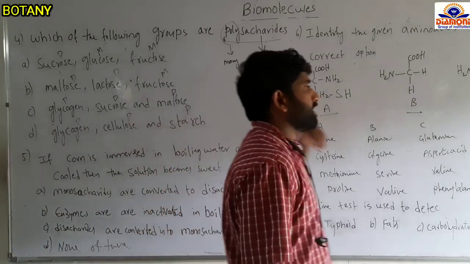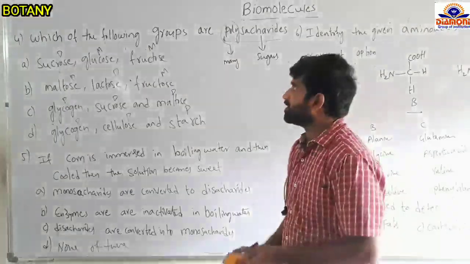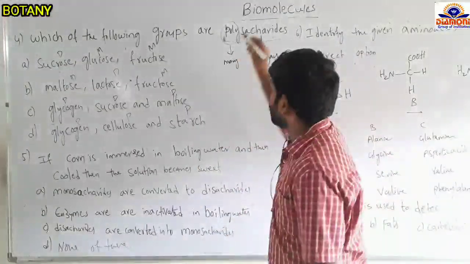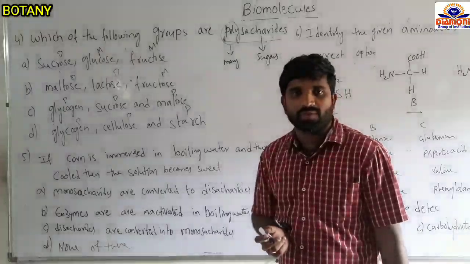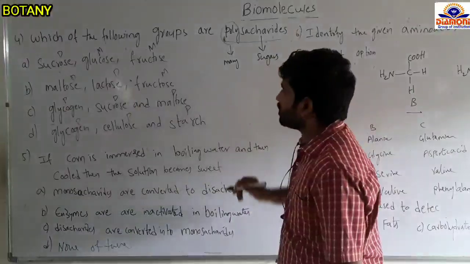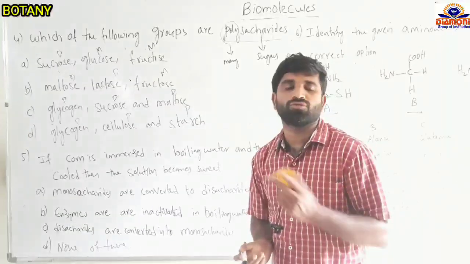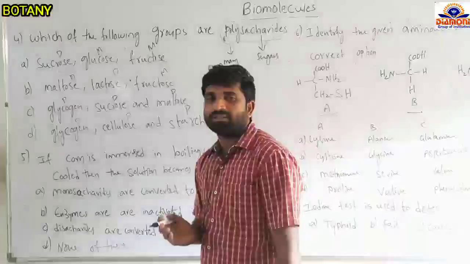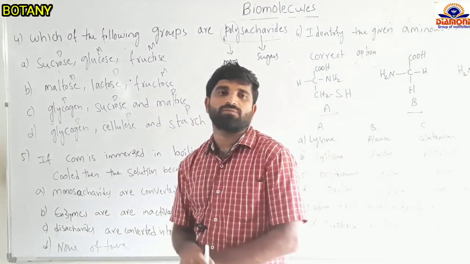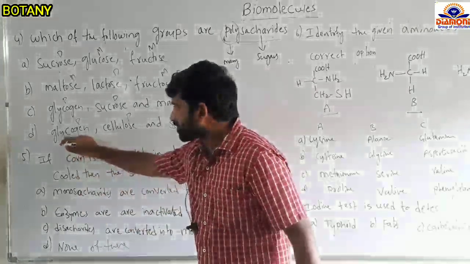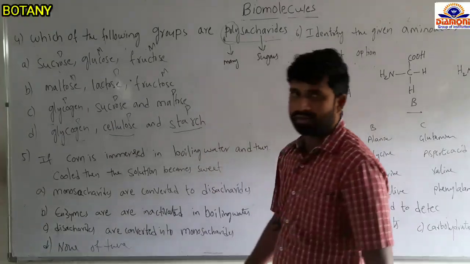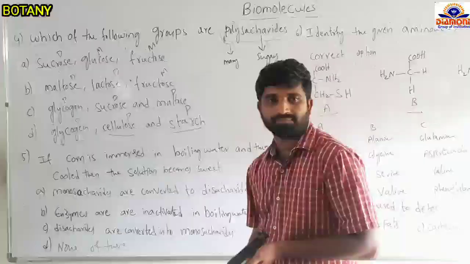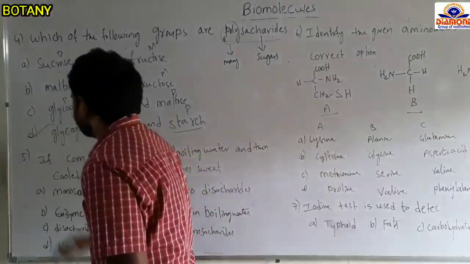Here are the differences between monosaccharides, disaccharides and polysaccharides. If sugars undergo hydrolysis and give many sugar molecules, they are called polysaccharides. If sugars undergo hydrolysis and give only two sugars, we call them disaccharides. If sugars are hydrolyzed and do not give further sugars, we call them monosaccharides. So glycogen, cellulose and starch are polysaccharides. If you hydrolyze them, they give many monosaccharides. So the answer is D.